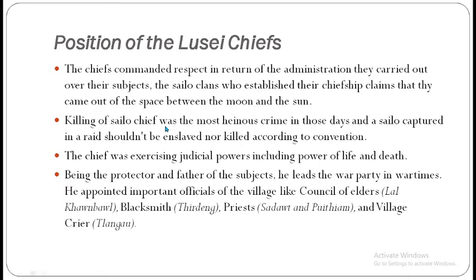Killing of a Silo chief was the most heinous crime in those days, and a Silo captured in a raid shouldn't be enslaved nor killed according to convention. The chief was exercising judicial powers, including the power of life and death. Being the protector and father of the subjects, he led the war party in war times. He appointed important officers of the village like the council of elders, blacksmiths, priests, and village crier.